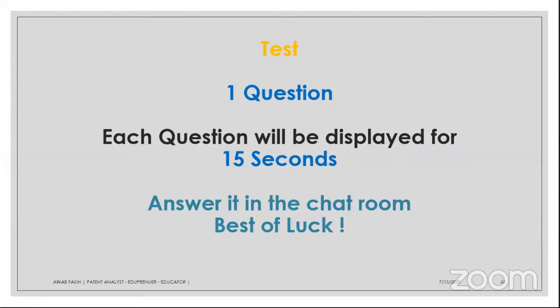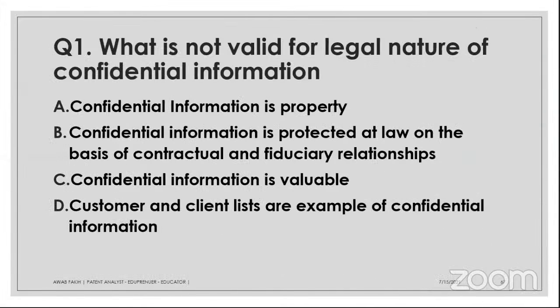One question, 15 seconds. Just mention the question number and the answer. Here we go. 3, 2, 1. What is not valid for a legal nature of confidential information? Very tricky question. I'll give you a hint. Focus on two words, not valid. You will get the answer.